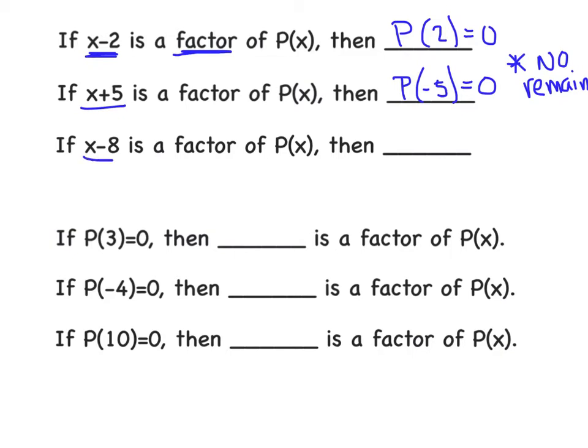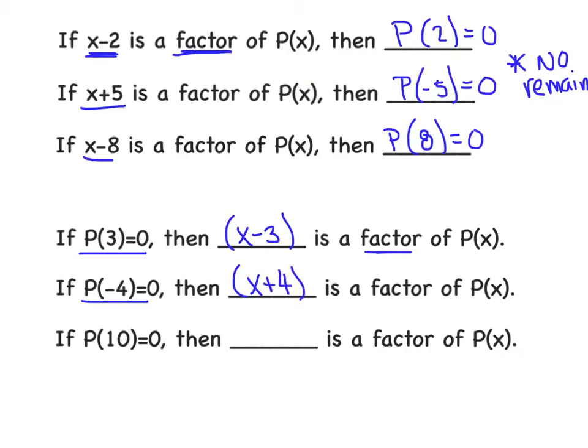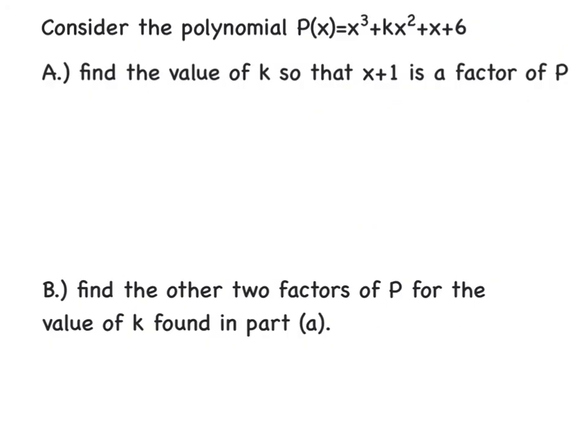If x minus 8 was a factor, then I know p of 8 has to equal 0. Or let's flip that whole equation around. If p of 3 equals 0, then I know that x minus 3 is a factor. If p of negative 4 equals 0, then I know x what? Plus 4 is a factor. Or if p of 10 equals 0, then I know x minus 10 is a factor. And the theme here is that the remainder is 0 or it doesn't exist.